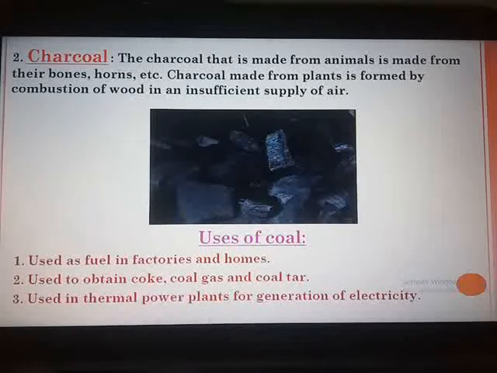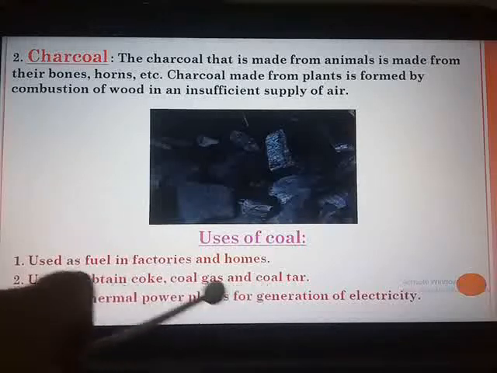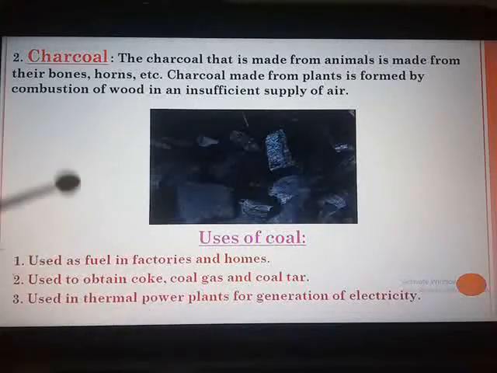Then the different uses of coal. When you look at the word coal, its main use is it is used as a fuel because when burnt it produces a large amount of heat. So used as a fuel in factories and homes, used to obtain coke, coal gas and coal tar, and used in the thermal power plants for the generation of electricity. You know, in the thermal means where heat is required. So when this coal is burnt in thermal power plants, from that you get the electrical energy. So these are the different uses of coal.